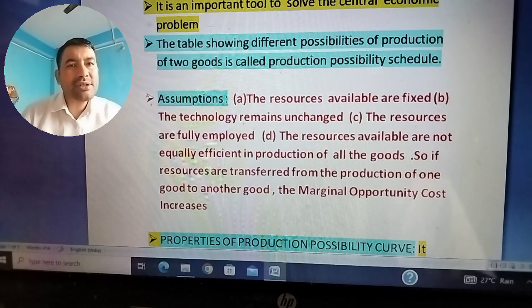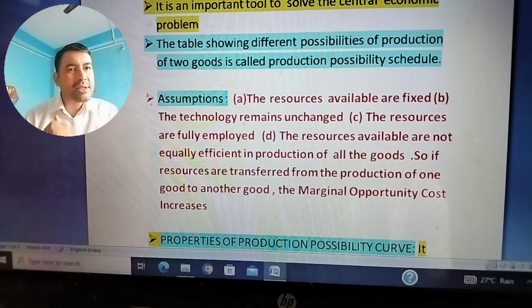Okay, these are the assumptions of the production possibility curve. Resources are constant, the technology remains constant, resources are fully employed, and resources available are not equally efficient in production of all the goods. So with the given resources, you can produce more of X, but you cannot produce the same level of Y, because with the given resources, you cannot produce efficiently all the different commodities.